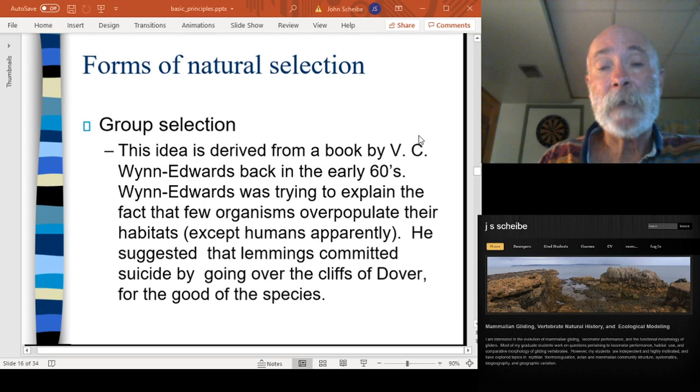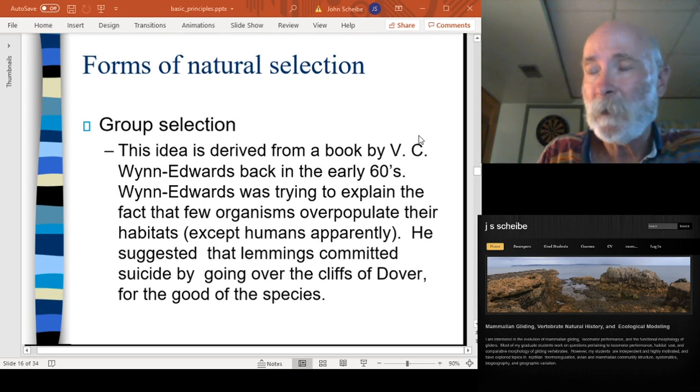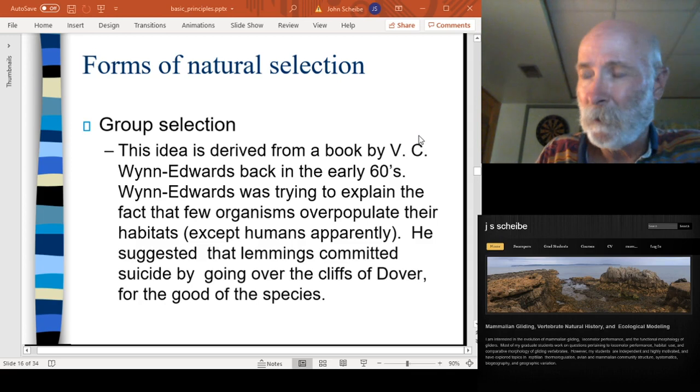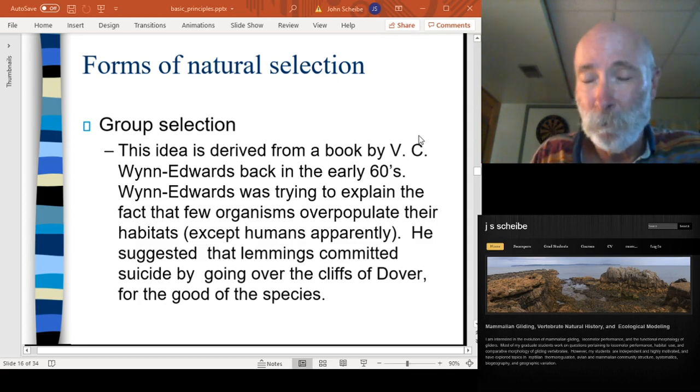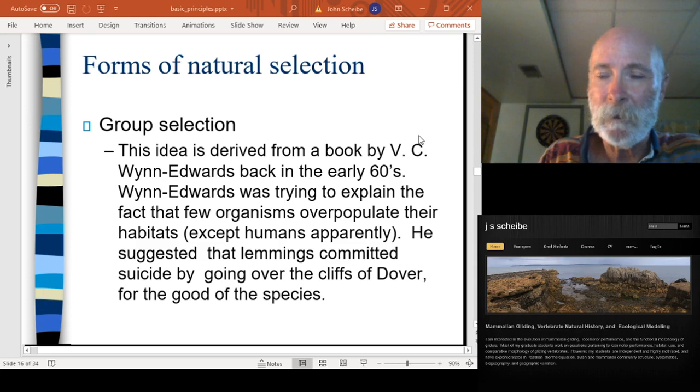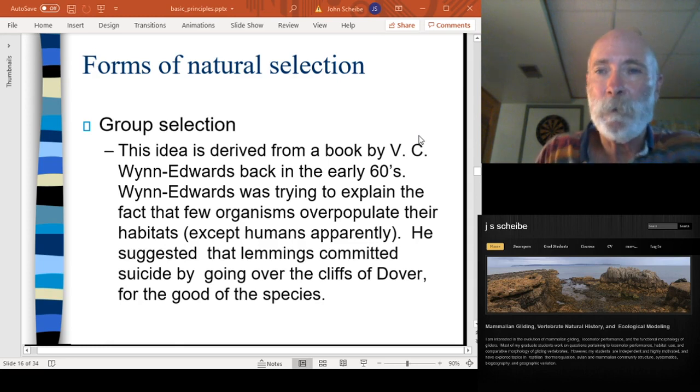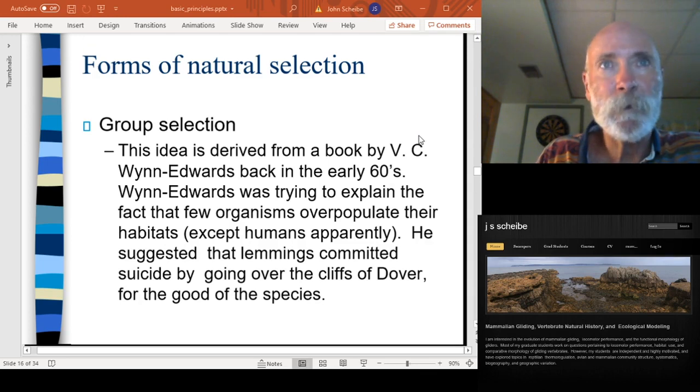The next example, the final example, is group selection, and the best example of this are the lemmings on the cliffs of Dover committing suicide for the good of the population. And we talked about that book published by V.C. Wynne-Edwards, and of course the Wonderful World of Disney video that was used to promote that idea. It turns out not to be true. Lemmings do not commit suicide for the good of the population. The lemmings on the coast down below that V.C. Wynne-Edwards discovered, on the beaches of Dover, were probably blown over by a storm or something to that effect.